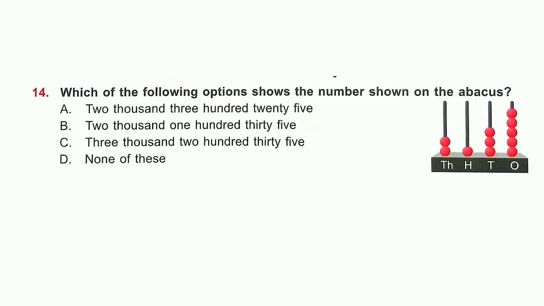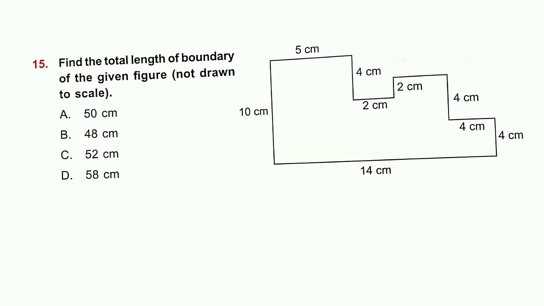Question number 14. Which of the following options shows the number shown on the abacus? This is the abacus. This is 1000 place. 2 is in 1000 place. This is 100 place, 1 is in 100 place. This is 10 place, 3 is in 10th place. And this is 1's place, 5 is in 1's place. So the number is 2135. Option B is correct. 2135 rupees.